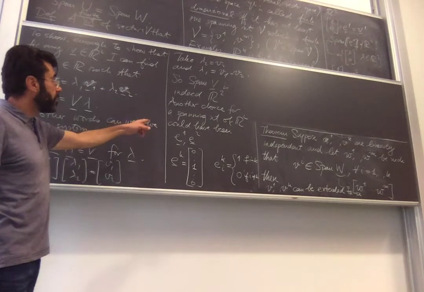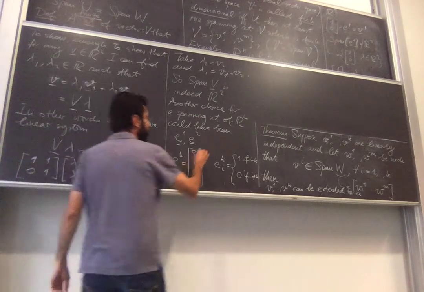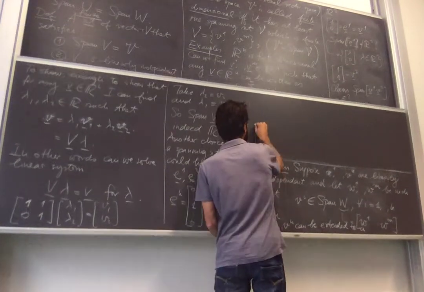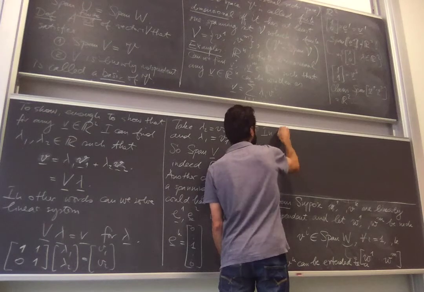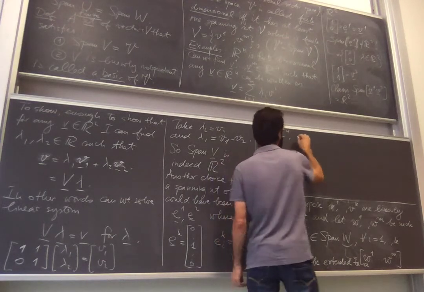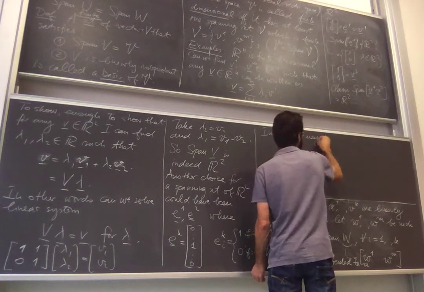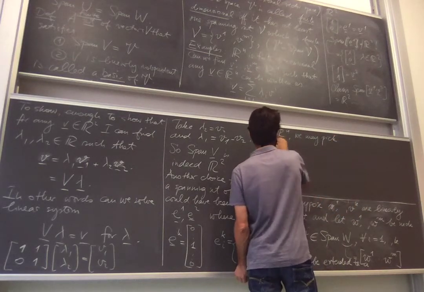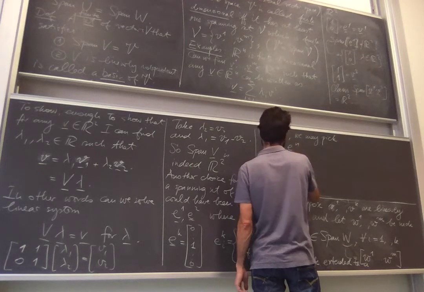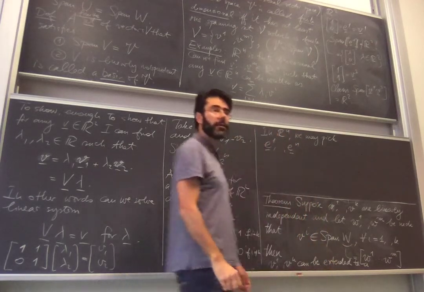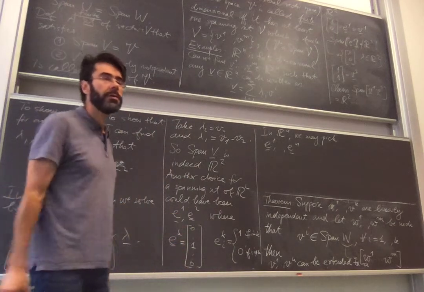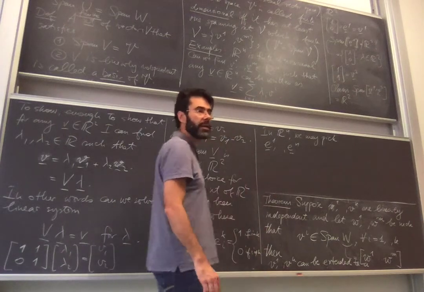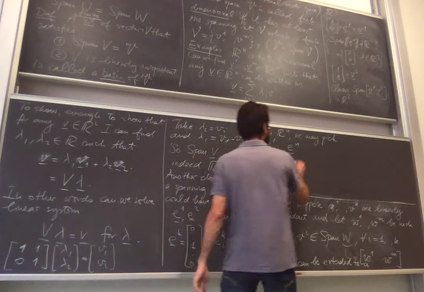So another choice for spanning could have been E1, E2, and in fact, this happens also in Rn. You may pick E1 up to En. This is a very natural choice in Rn, and it is also known as the natural spanning set. So it's just an example. Good.